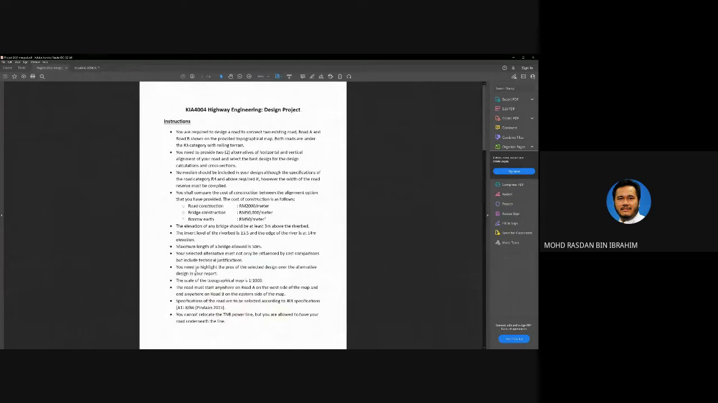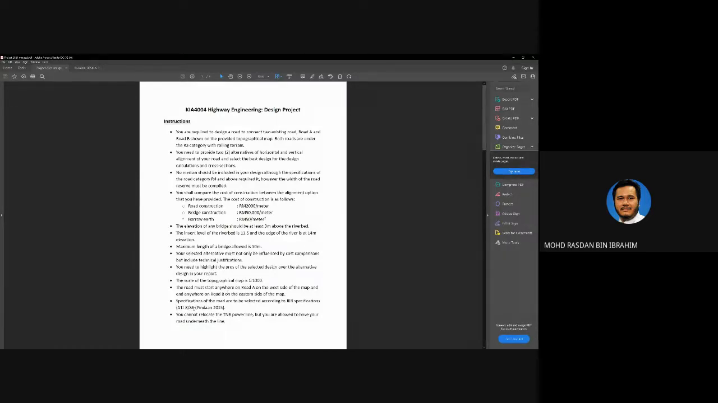So you need to highlight the pros and cons of the selected design. Because you have two, then you need to compare the cost. You need to have some technical justifications, and then highlight what are the pros and also cons on your selected design. So the scale is 1 to 1000. The road can start anywhere on road A and end anywhere on road B.